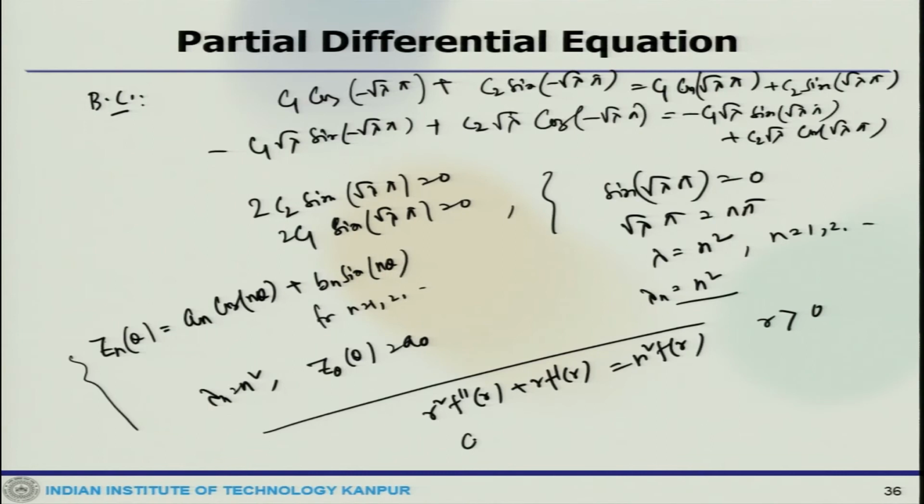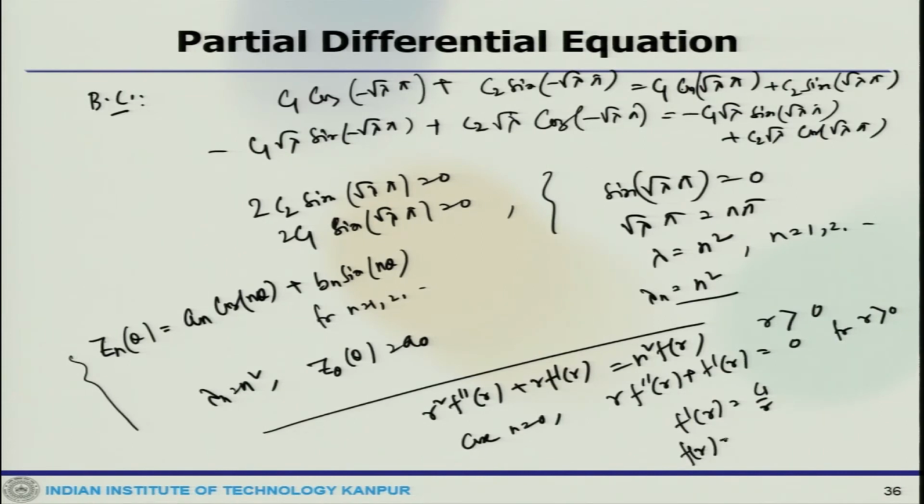So, for the case n equals 0, the equation becomes r f double prime r plus f prime r is 0 for r greater than 0. So, from here what we get is f prime r equals c 1 by r, and f r would be c 1 ln r plus c 2, where r is greater than 0. Now, c 1 and c 2 are constants, and if c 1 is not equal to 0, then f is unbounded as r tends to 0 plus.